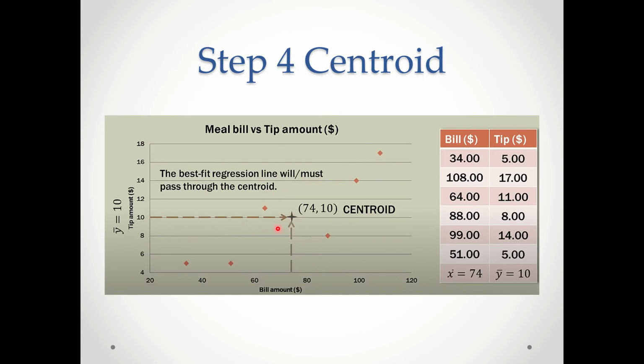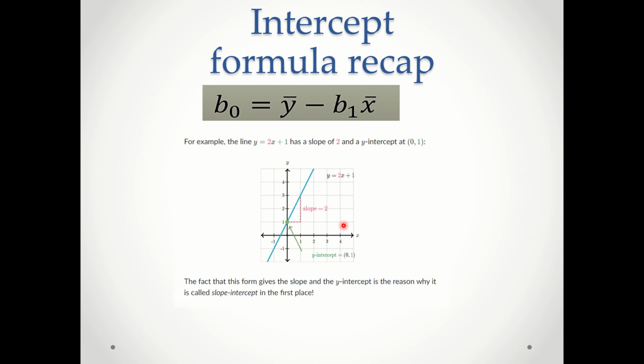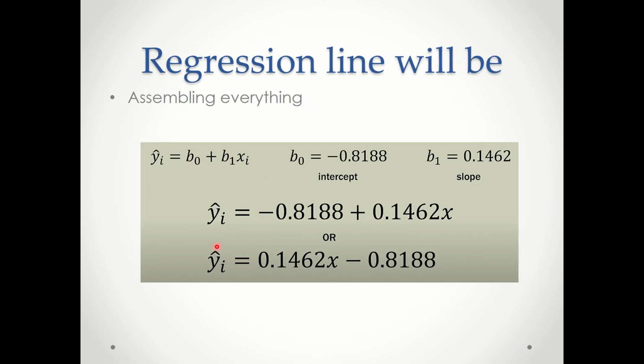So your y bar is 10. And what is your x bar? X bar is basically 74. So your x bar and y bar is nothing but the centroid. So that value is taken, right? So you are basically applying this. This is your y bar and this is your x bar. So you will be applying this, and you will get your intercept value, and you will be assembling everything.